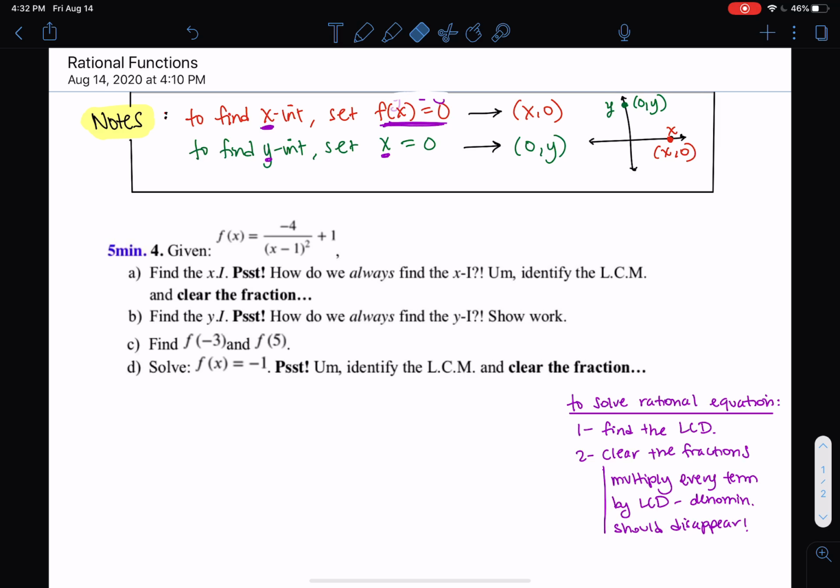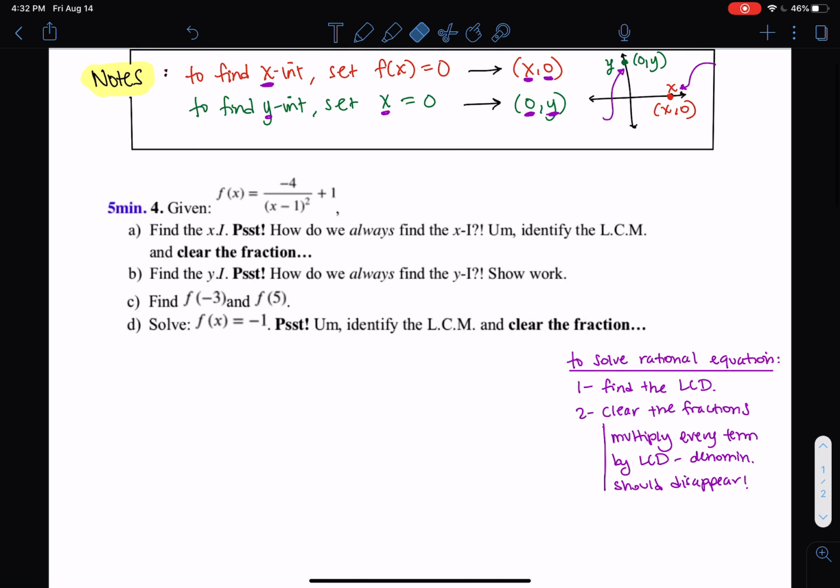Once we've set the y value equal to 0, we can solve for x. X comma 0 will give us an x-intercept along the x-axis. When we set our x value equal to 0, we're able to solve for the corresponding y value, and that gives us a point somewhere along the y-axis. So please know these notes.